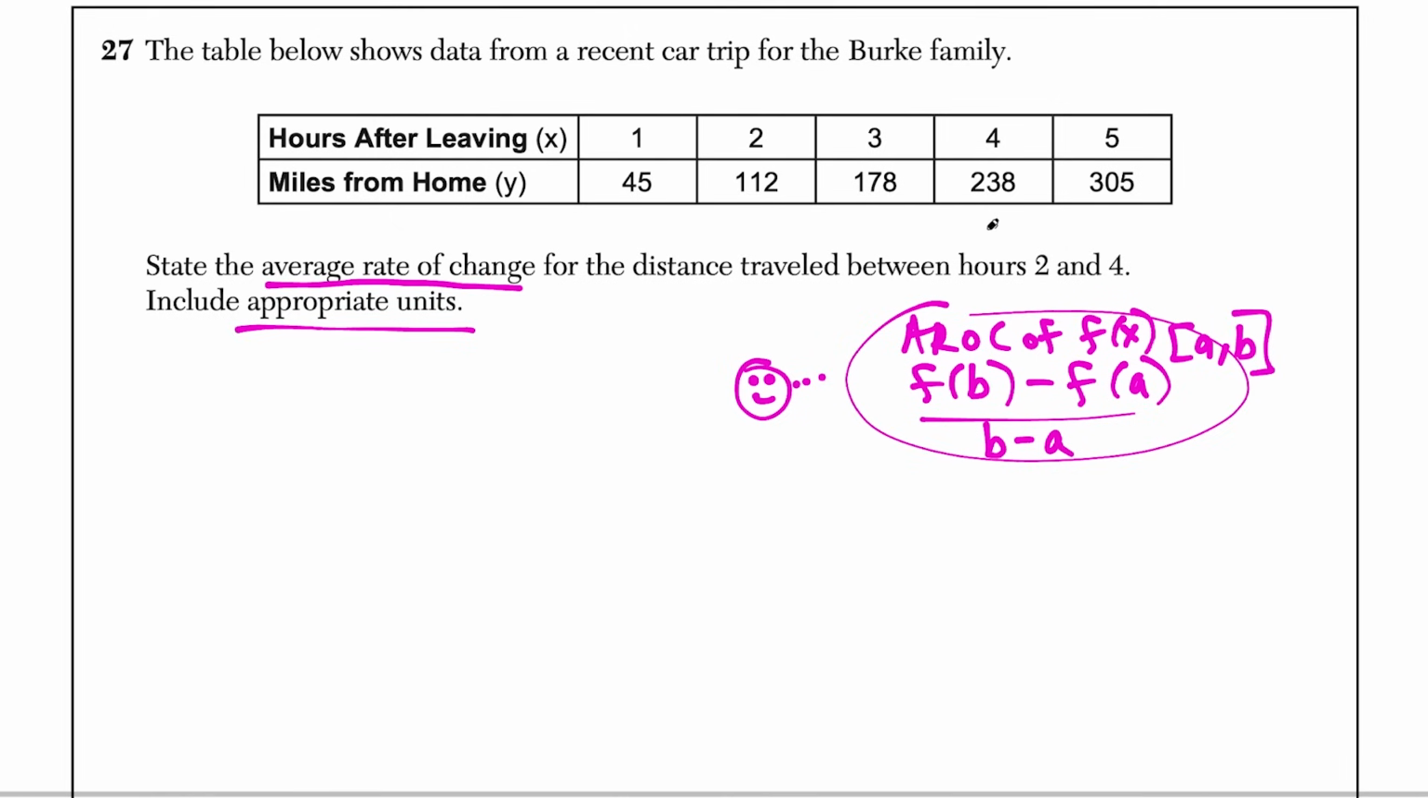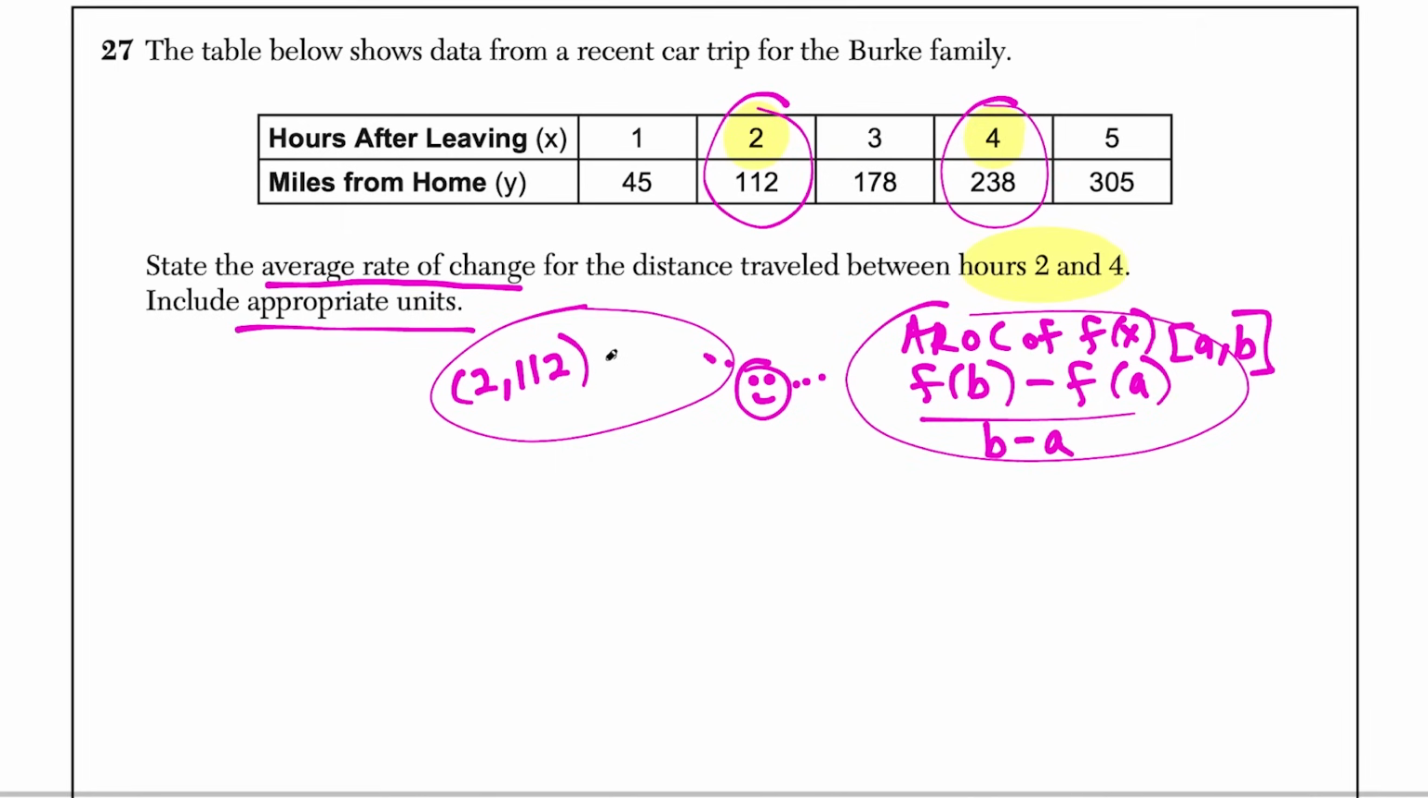So here they're telling us between hours 2 and 4. Notice the hours row is the top row for the x, and then the bottom row for miles from home is y. Okay, so between hours 2 and 4, we're going to be focusing in on the hours row between 2 and 4. So we're finding the slope between these 2 points here. So I'm just imagining here that we have the points 2, 112, and the other point is 4, 238. Okay, so we're finding the slope between these 2 points.